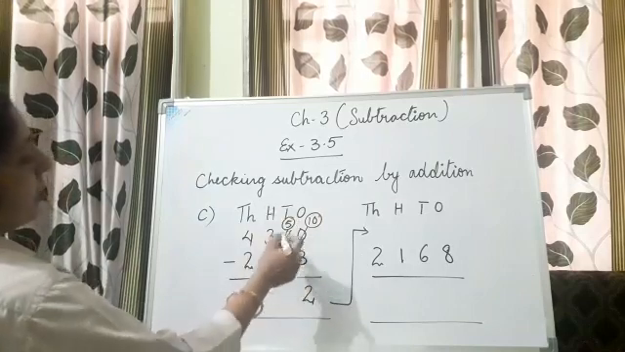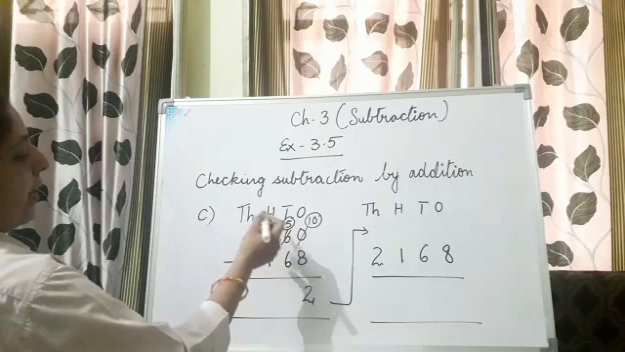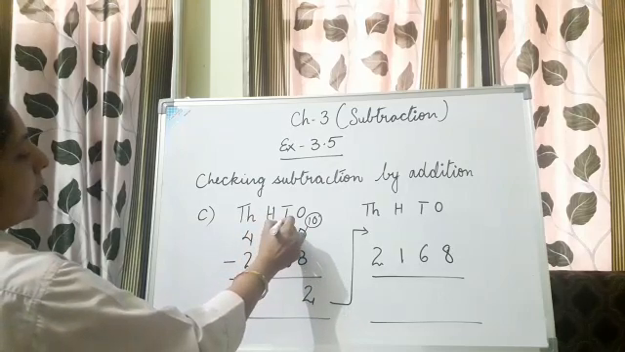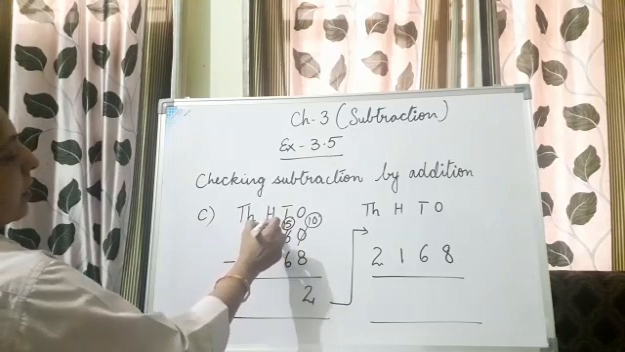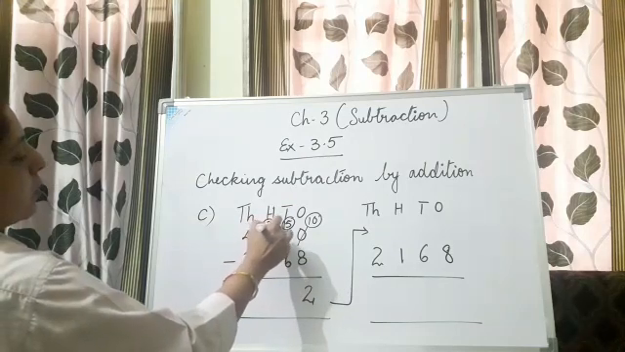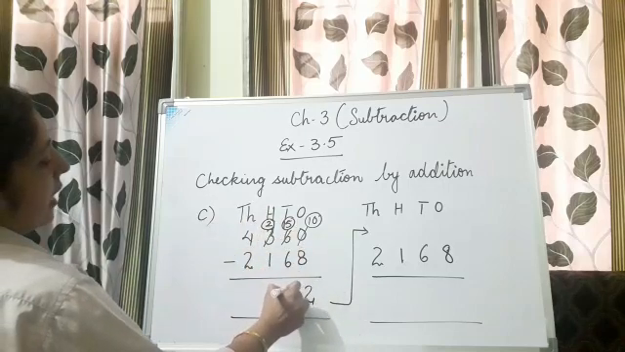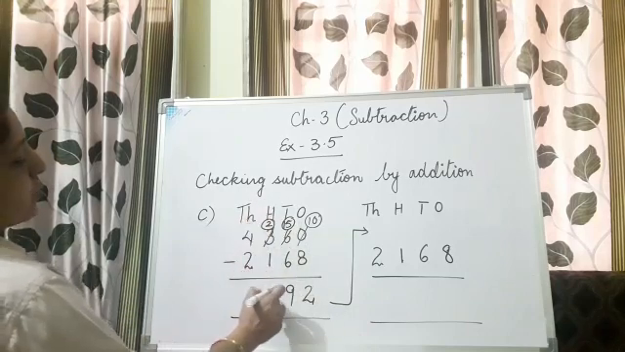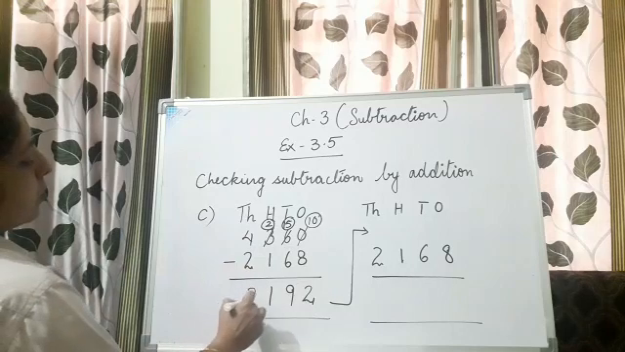Now coming to the tens place, 5 minus 6, which cannot be done. So 5 will borrow from the hundreds place and become 15, and on the hundreds place 3 after lending becomes 2. 15 minus 6 is 9. Next place is the hundreds place. 2 minus 1 is 1. 4 minus 2 is 2.